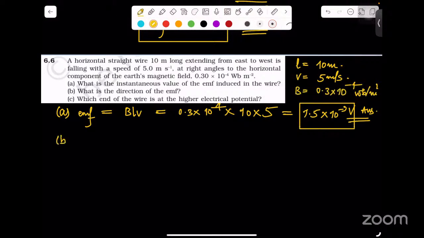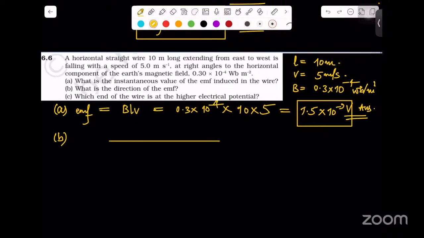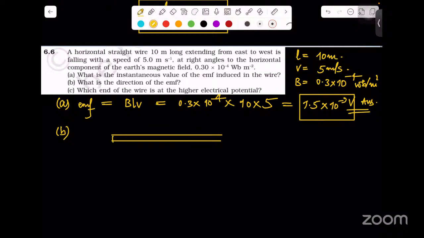The second part asks, what is the direction of the EMF? Now we're saying that this is the rod, let's say from east to west. This is the rod from east to west, and it's falling.